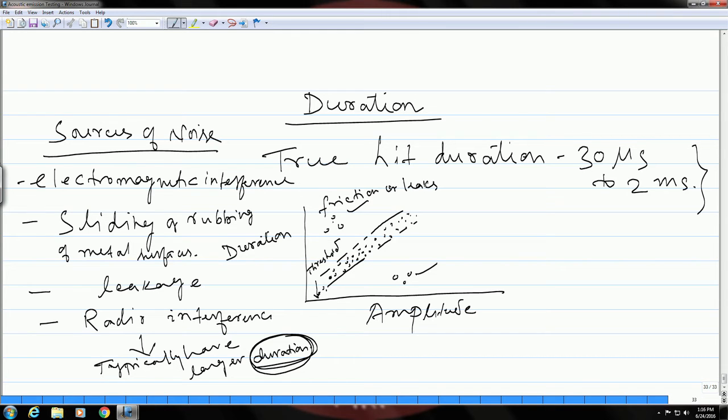So, these have more threshold crossing, as you could see, because they are above this band, and then you can have these kind of signals which have less threshold crossing, and this may come, for example, from an electromagnetic interference. Which will have less threshold crossing and a different duration compared to actual acoustic signals.